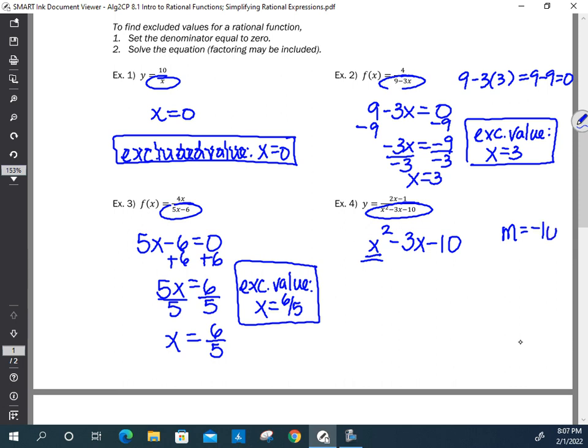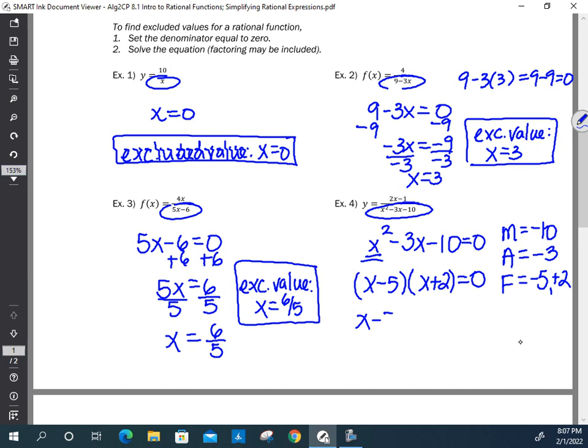2 numbers that multiply to negative 10 and add to negative 3. That's negative 5 and positive 2. There's no number in front, so x minus 5, x plus 2 equals 0. So you take each factor and set it equal to 0. So x equals 5, x equals negative 2.